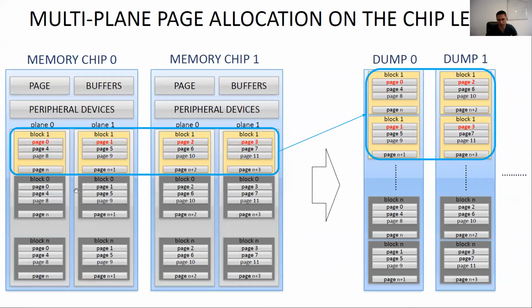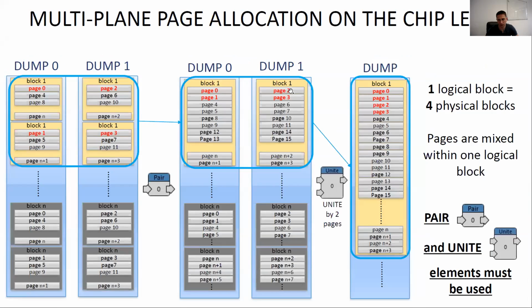Here I had two memory chips. Pages were written like 0, 1, 2, 3, so simultaneously into all planes. After that, we got two dumps. Pages are mixed like this, 0, 1, 2, 3, because this block is from here. This block is from here. This one is this one. This one is this one. So two dumps and pages are really mixed.